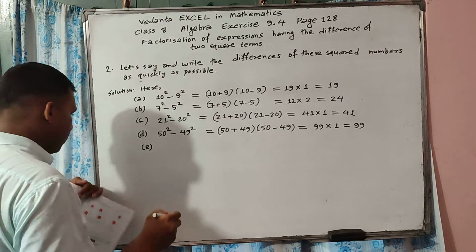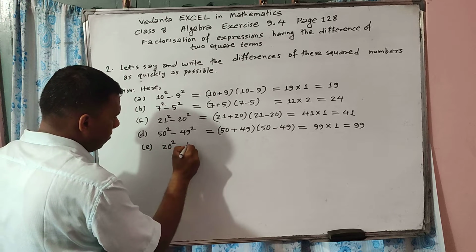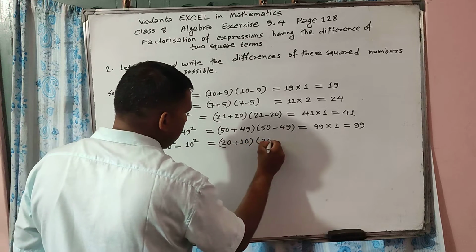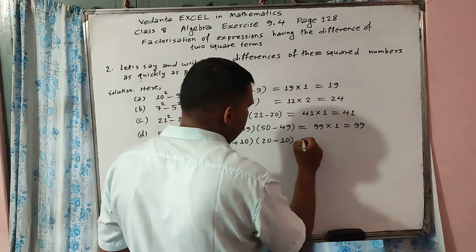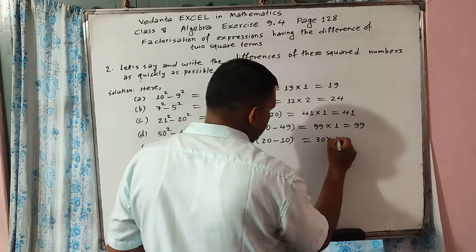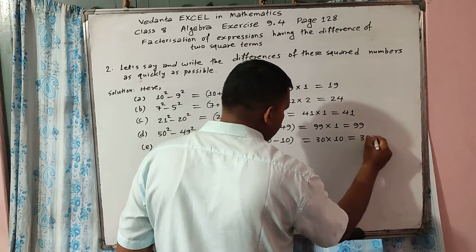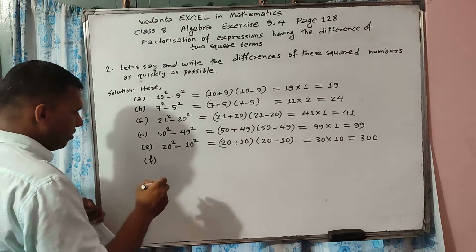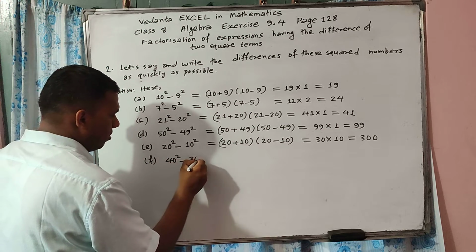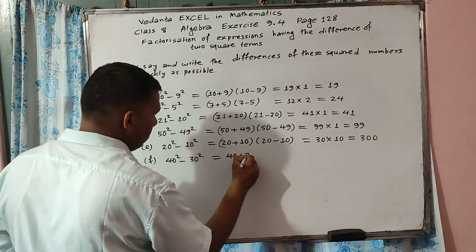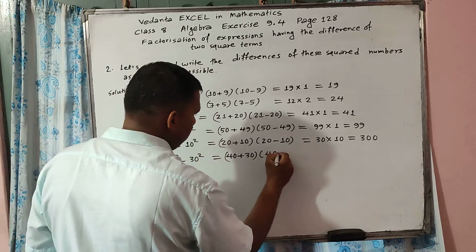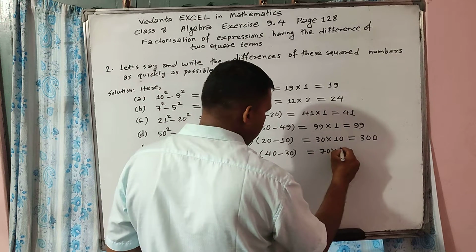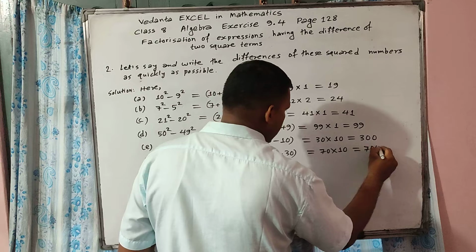On E, 20 square minus 10 square equal to 20 plus 10, 20 minus 10. 20 plus 10, 30. 20 minus 10, 10. 30 tens are 300. On F we have 40 square minus 30 square. 40 plus 30, 40 minus 30. 40 plus 30, 70, into 40 minus 30, 10, equal to 700.